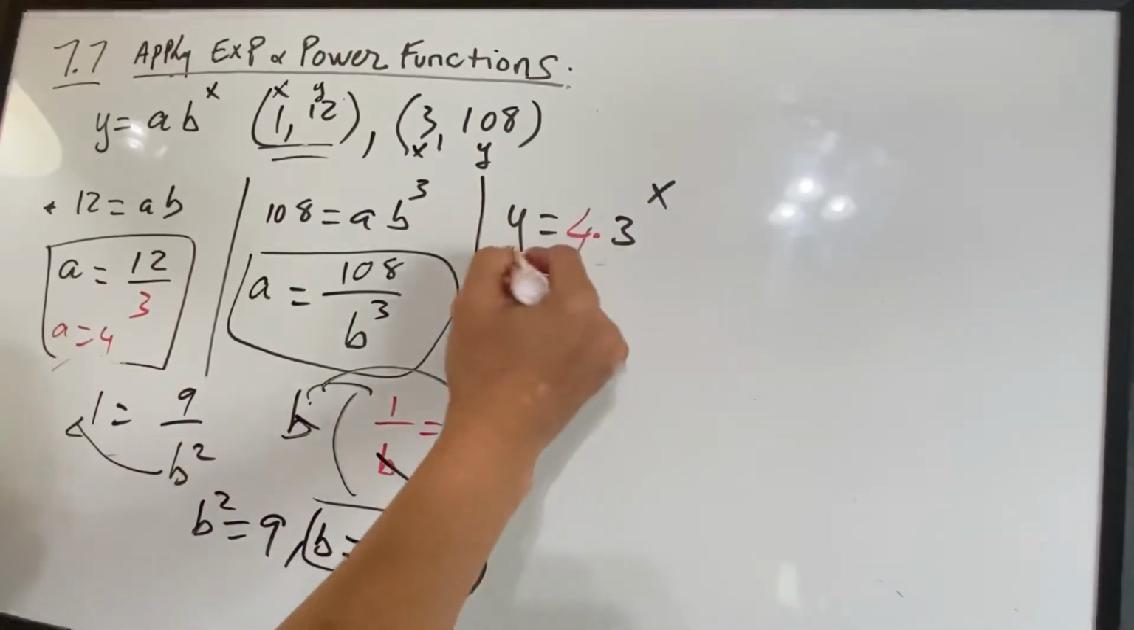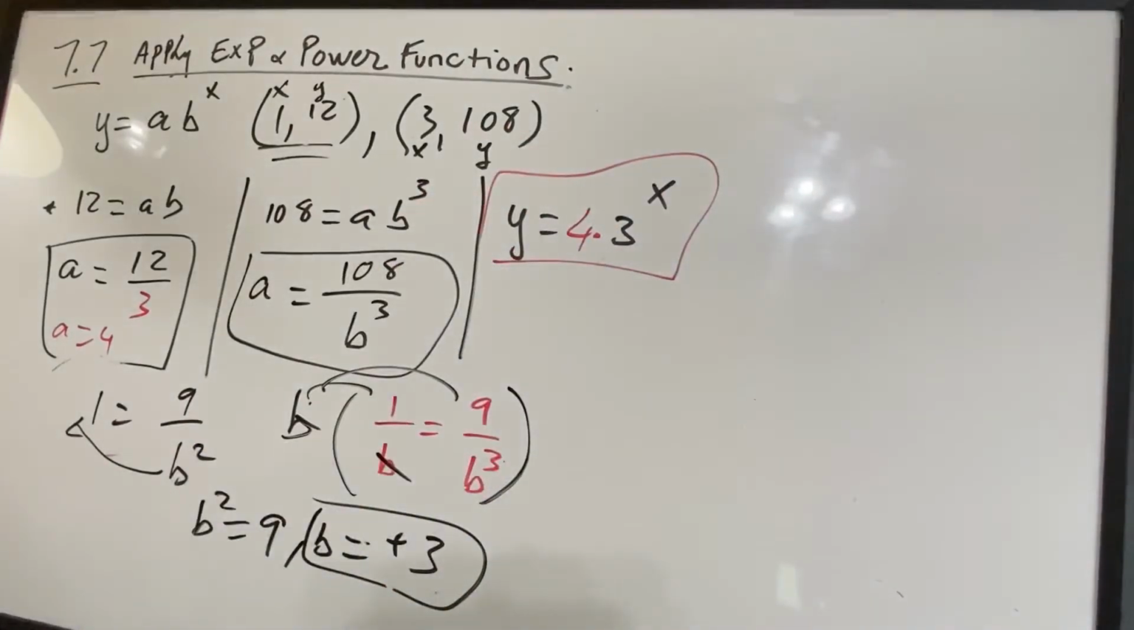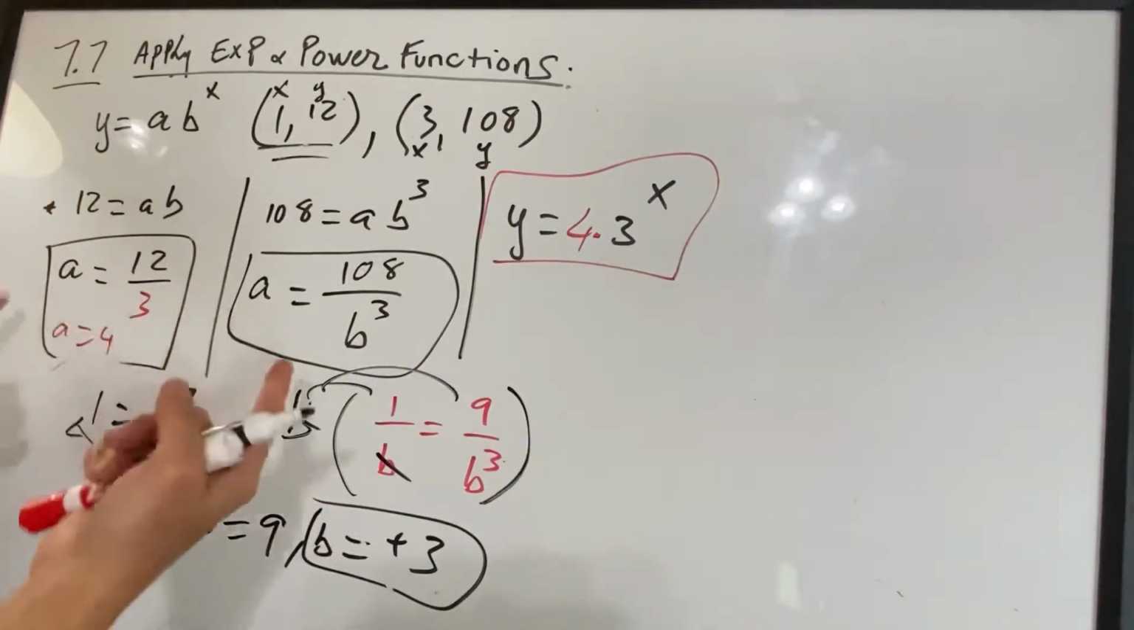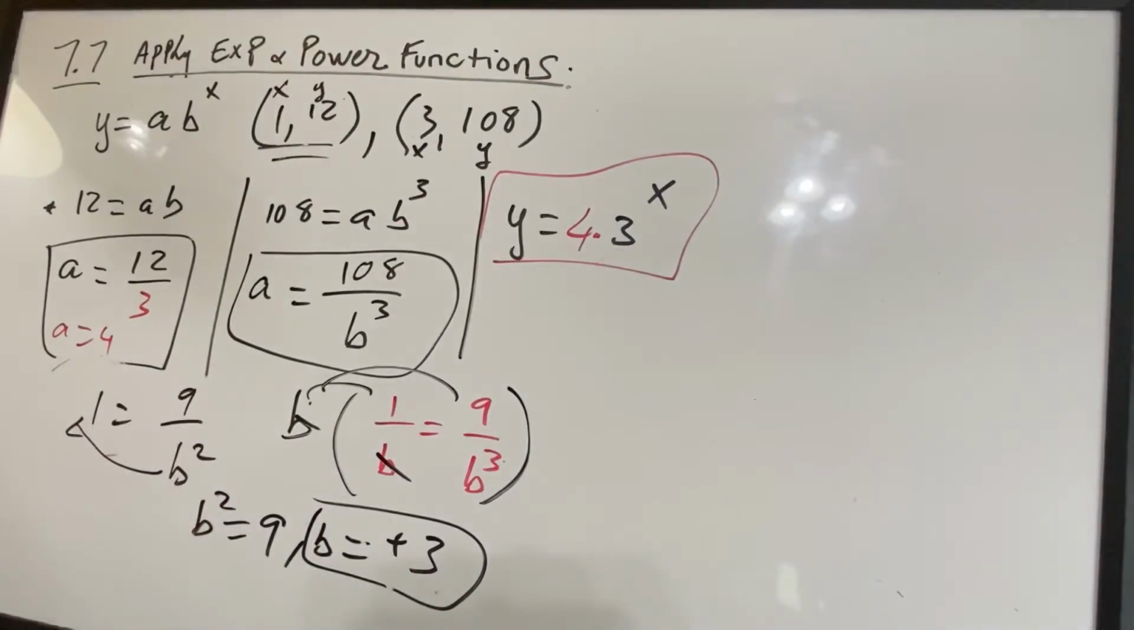4 times that right there. So there we go. That is your exponential function from two given points. You use the substitution for a and b, then you solve, and you got the values for a and b, and the task is done.